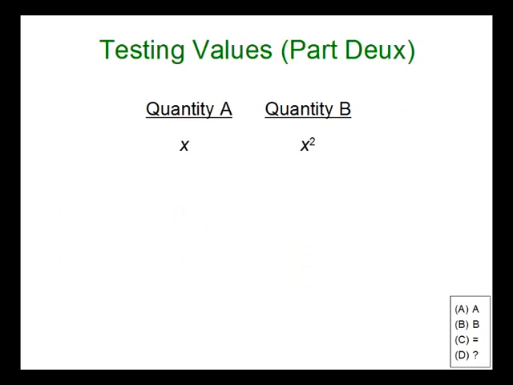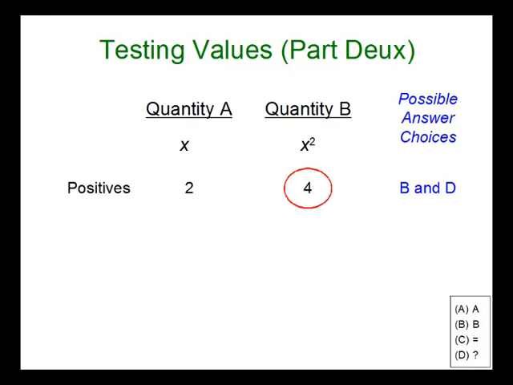Let's take a look at another one. Here, no constraint given, no information about x at all. So we're free to pick any number we want for x. Let's do that with proving D in mind. So positives are a great place to start. You square a positive integer, and you get something bigger. And so in this case, our remaining choices are B and D.